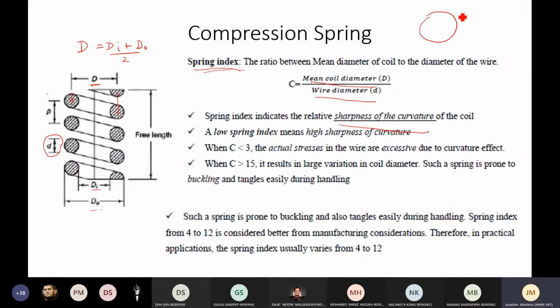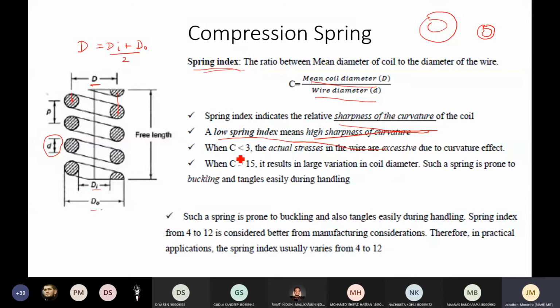But if you have the same wire diameter and you wound it very tightly like this, then you would understand the difference. Same wire diameter, suppose this is the wire diameter when looking from the top, but if you do that same thing over here, it will be very closely packed. So the same wire diameter used here means it is sharper, or the curvature is quite high. So a low spring index means high sharpness of curvature.